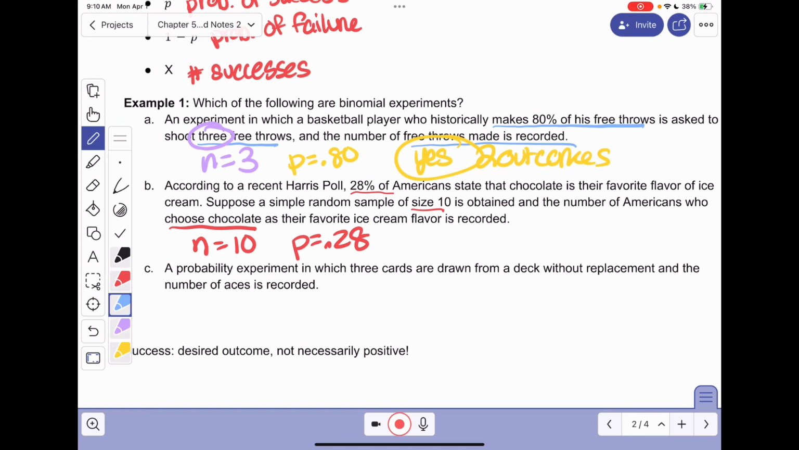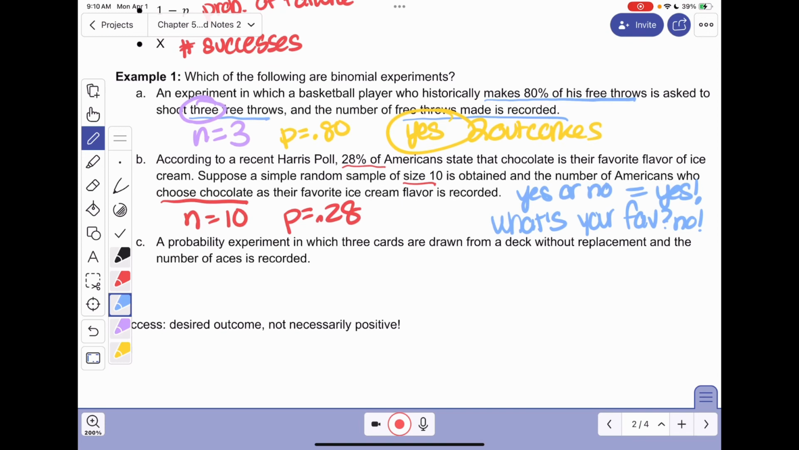Now the trick comes in with this one. How did they ask? If they said, is chocolate your favorite, and the only choices you had were yes or no, then yes, it's a binomial. If they said, what's your favorite flavor, and you could have answered any flavor, then no, it's not. So that would depend on the question.